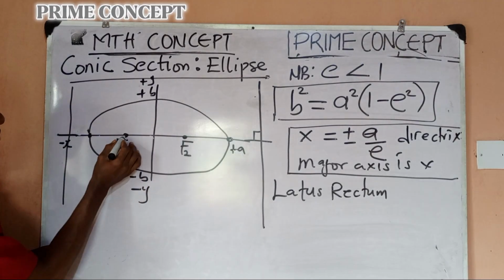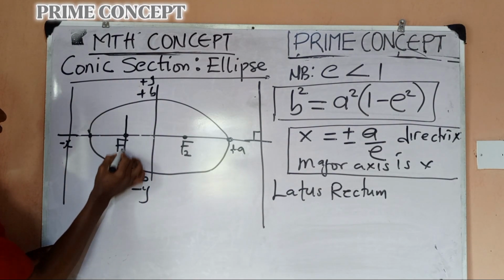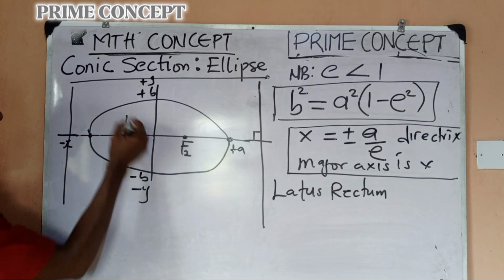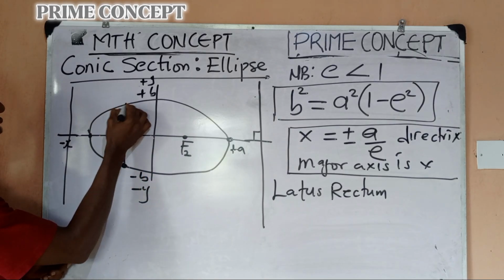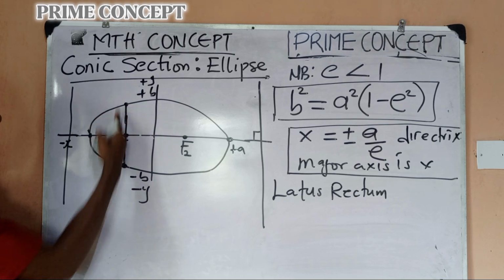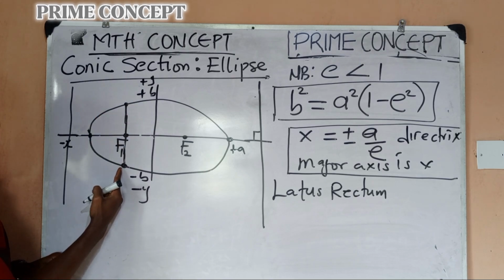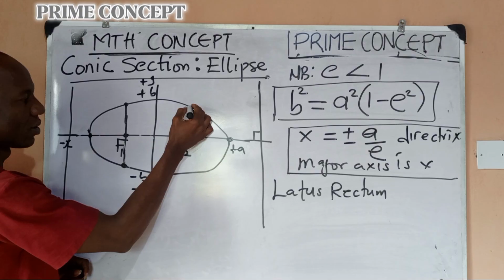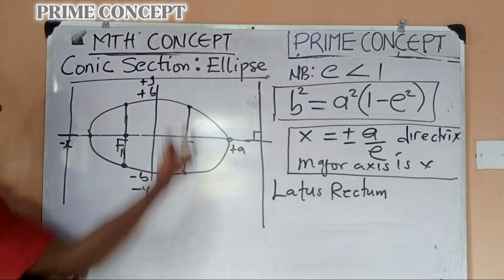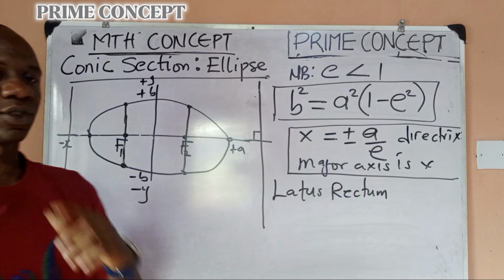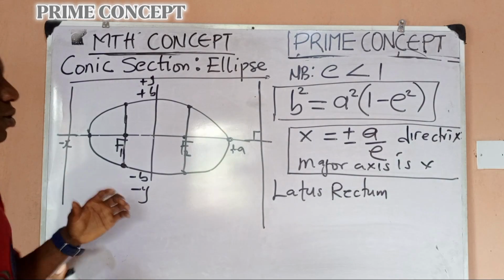So this is my focus. I'll draw a line which is perpendicular to the major axis. The end point of this line is on my conic. So this is the end point. This straight line you can see is my latus rectum. So it means I would have two of them. I have another one here. These two straight lines are what we refer to as latus rectum.